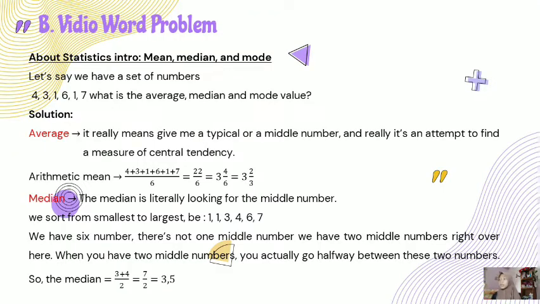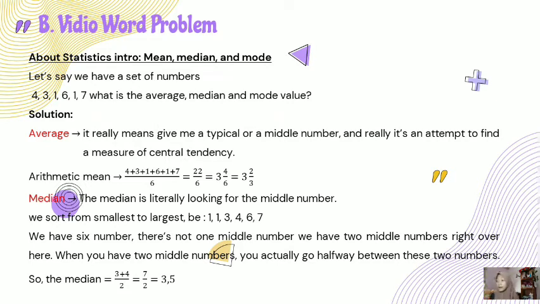And the next is the video word problem about statistics intro: mean, median, and mode. Let's say we have a set of numbers 4, 3, 1, 6, 1, and 7. What is the average, median, and mode value? And solution: average really means give me a typical or a middle number, and really is an attempt to find a measure of central tendency.